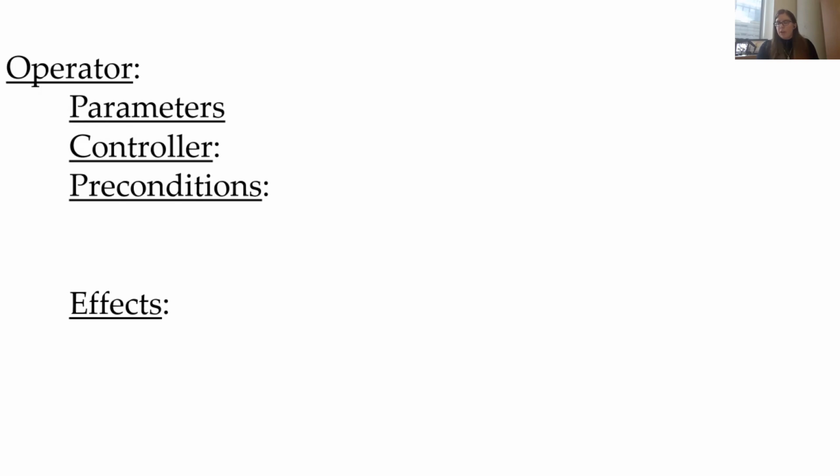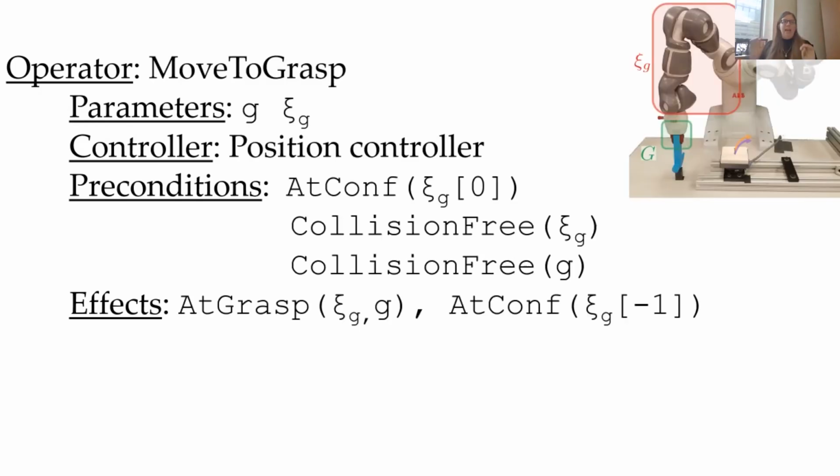That's our definition for an operator. You can imagine maybe for that first stage that we had, our operator is move to grasp, where we're executing some kind of position controller, and our parameters are what is that path and what is the grasp. And we have some preconditions about things being collision free. And the effect once we've run this controller is that we end up at the grasp that we want.